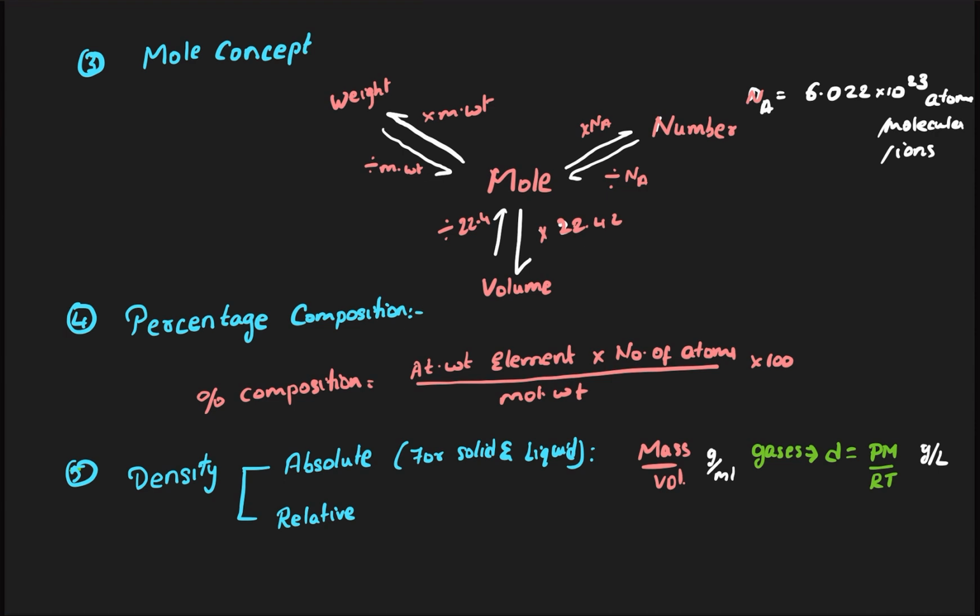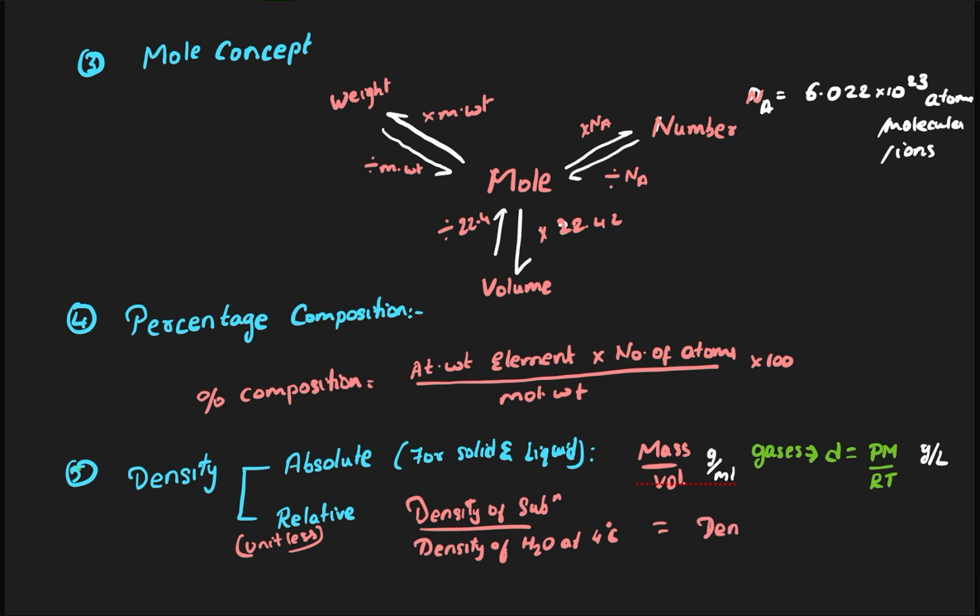And what is relative density? Relative density is nothing but if you take the density of a substance and divide it by the density of water at 4 degrees Celsius, this is known as relative density. It does not have a unit. It is a unitless quantity because we are dividing two densities, so how will it have a unit?